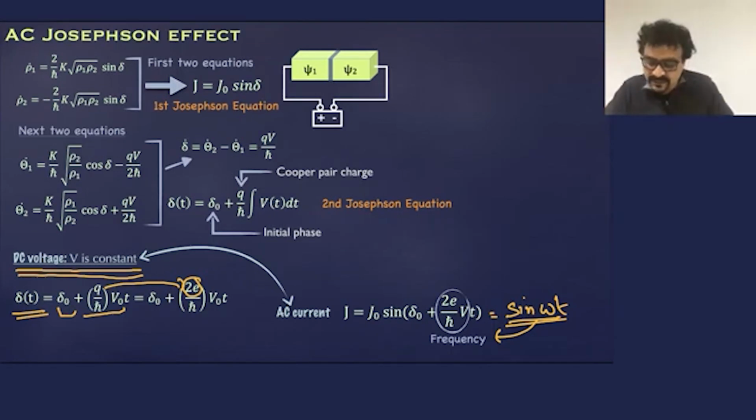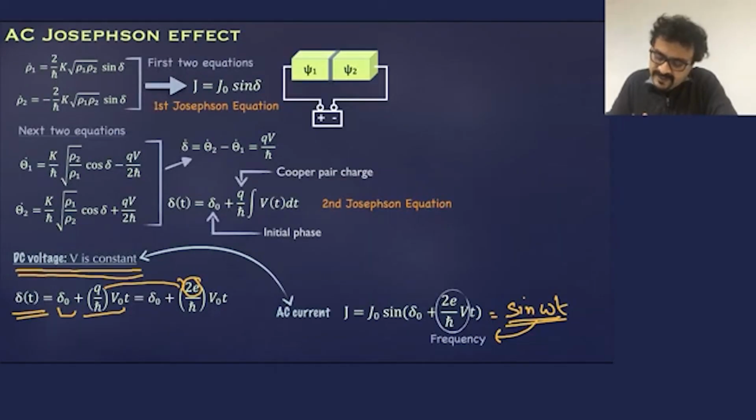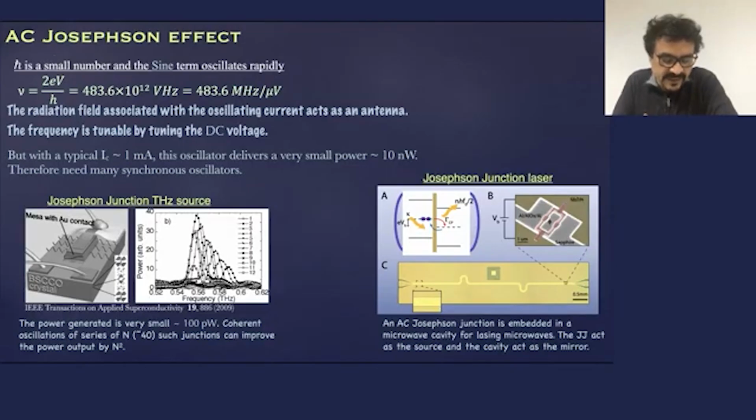Now if we consider the magnitude of this frequency, that is 2eV by h bar. Here h bar is h by 2 pi. When you take 2 pi to the other side, what you can write is that the frequency is 2eV by h.